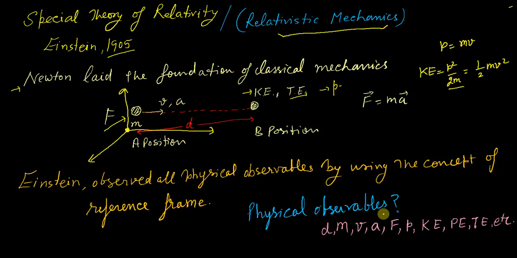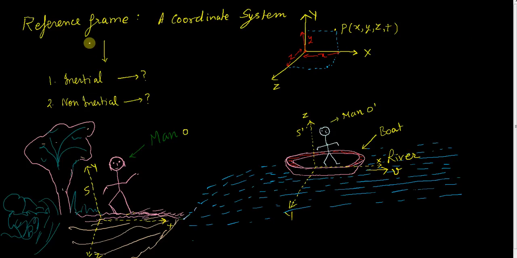Physical observables here mean displacement, mass, velocity, acceleration, force, momentum, kinetic energy, potential energy, total energy, etc. All these are observables which we can observe. So here the first concept comes: the reference frame. What is that? You can define it in a simple way. A coordinate system is basically a reference frame.